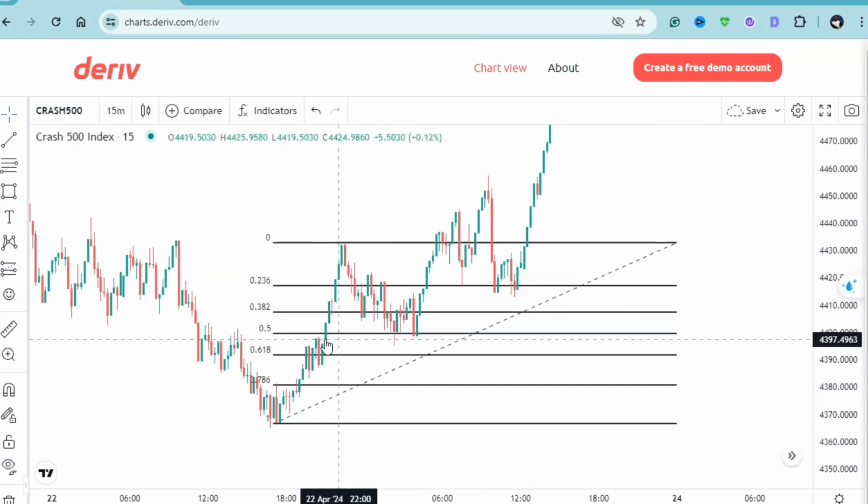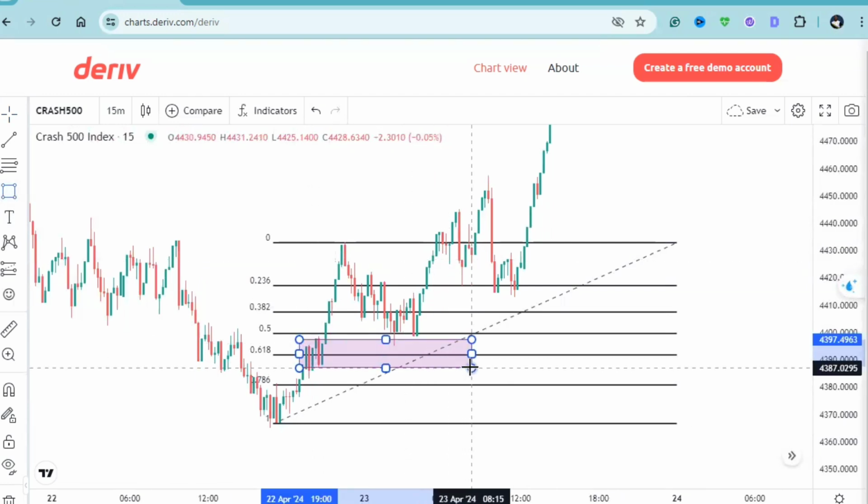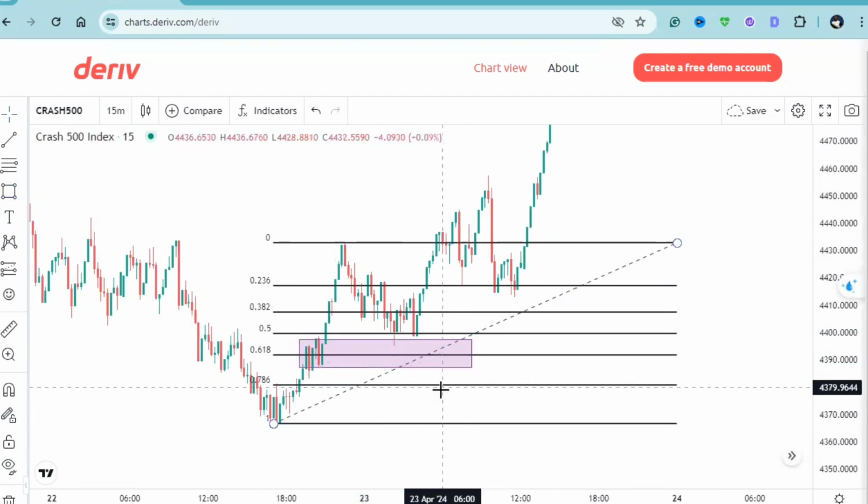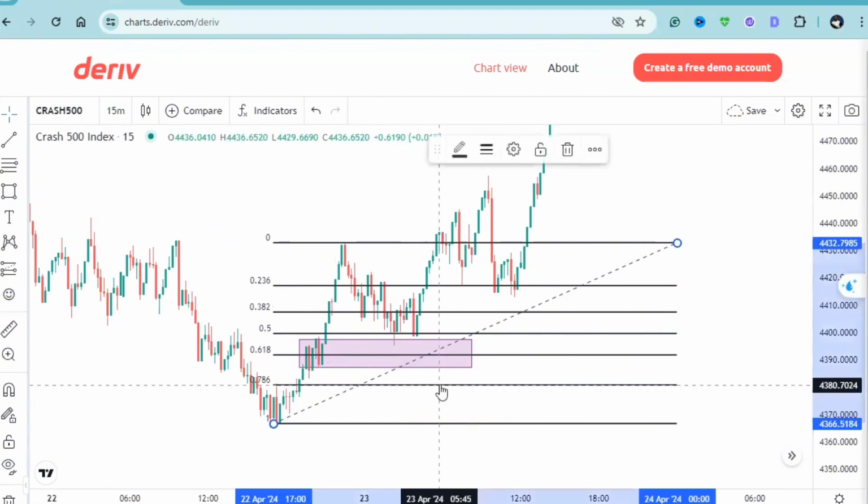Now what do we see? The market returned back to an order block here, which led to the creation of a fair value gap. Let me draw this box for you before I remove the Fibonacci tool. Okay, that's the order block. Then let me remove the tool so you can see clearly.